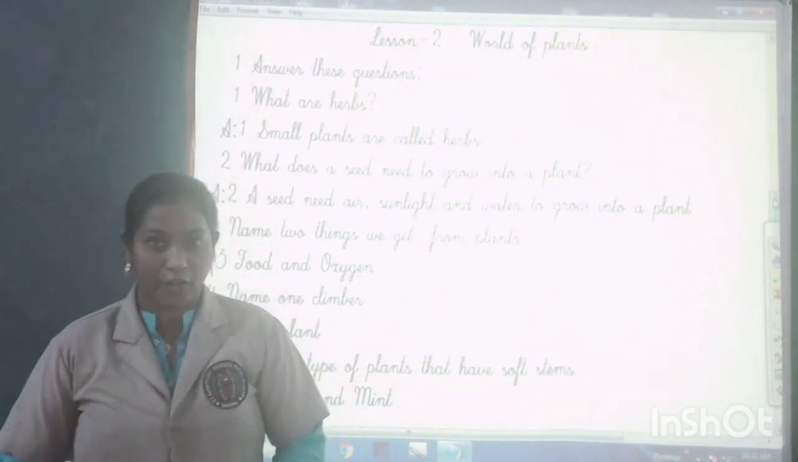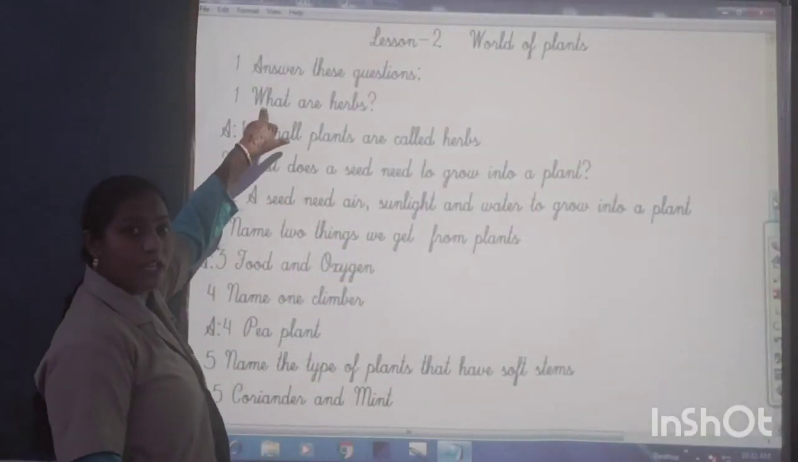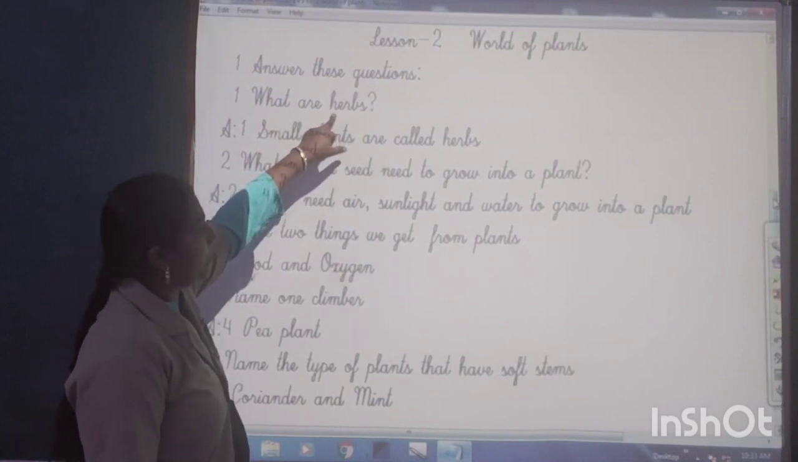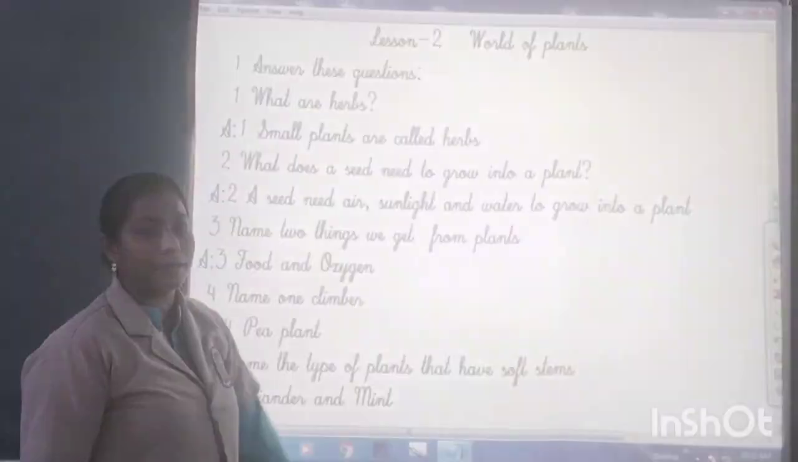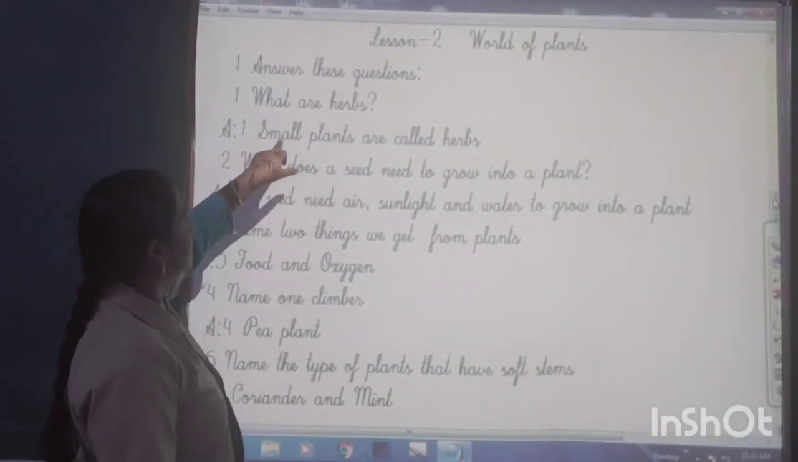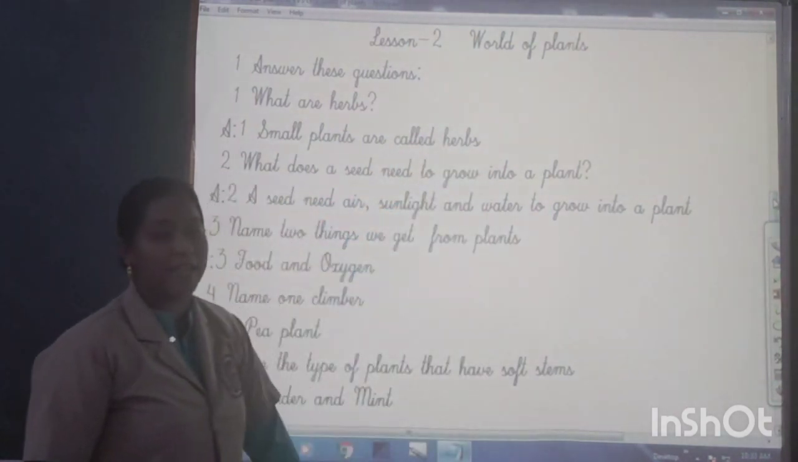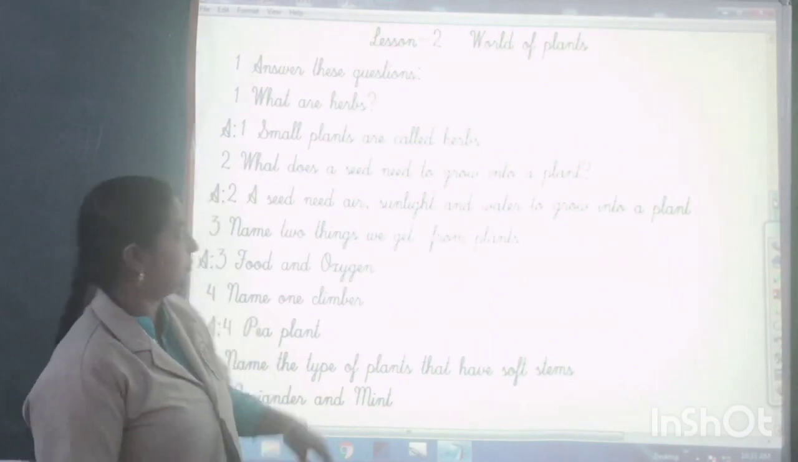First question you can read. What are herbs? What are herbs? Answer to this is small plants are called herbs. What is the answer to this? Small plants are called herbs.